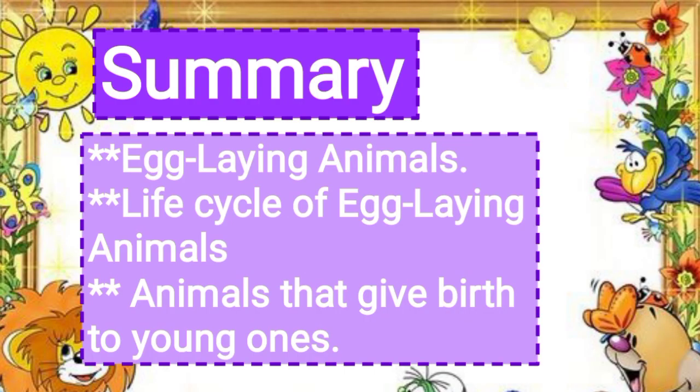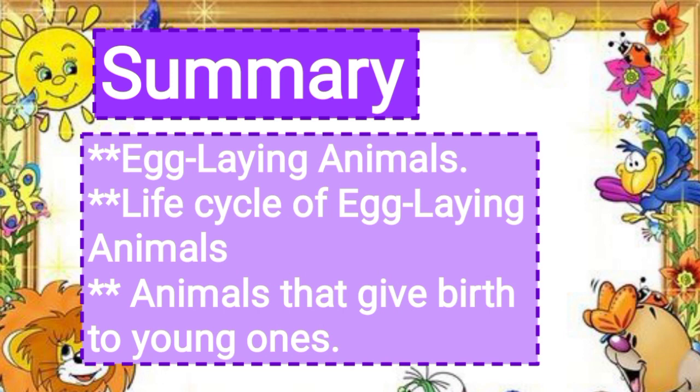So today we have learned that many animals reproduce by laying eggs. The eggs are either kept in a warm place or the parent animals sit on them to keep the eggs warm. Animals that lay eggs include birds, frog, fish, bee, mosquito, butterfly and grasshopper. Then we have learned about the life cycle of egg laying animals.